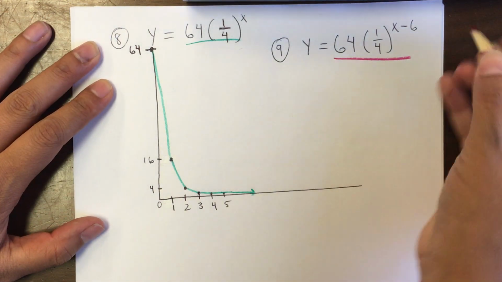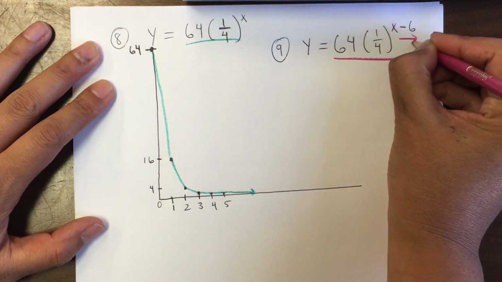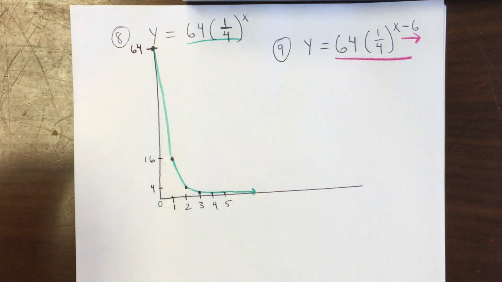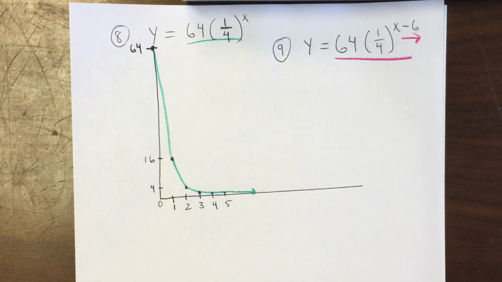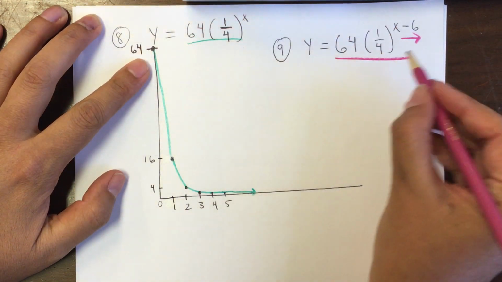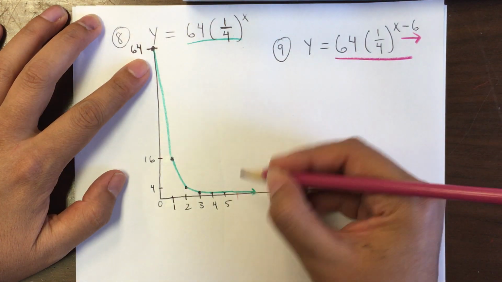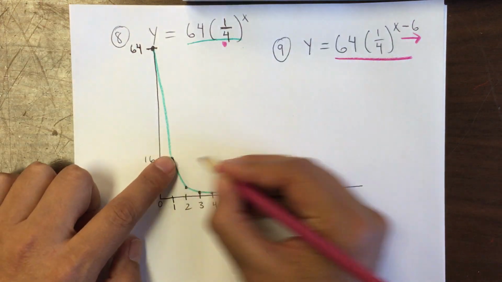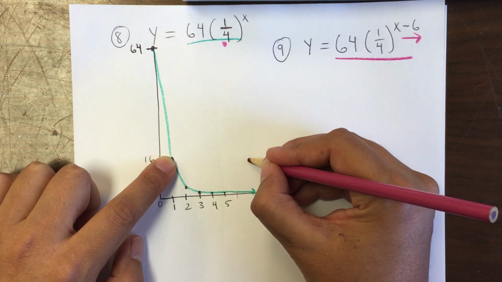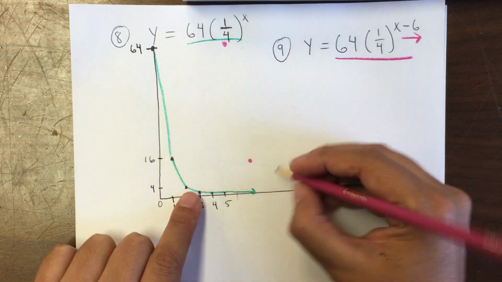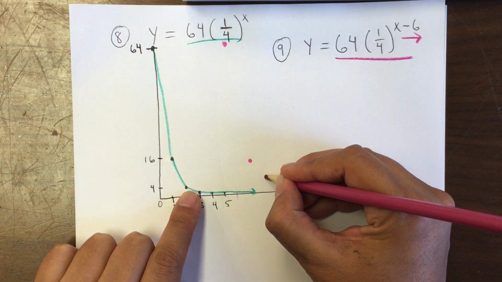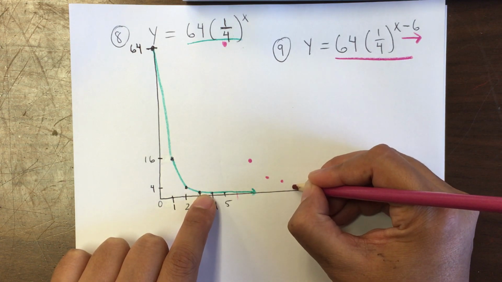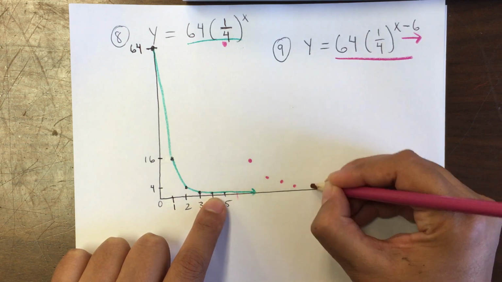And so I'm going to do this with this color, and just to remind me, if it's a minus on the exponent, then go to the right. And that's for every point. Every point goes 6 spaces to the right. So this one is going to be about here. This one is going to be about here. This one is going to be about here. And then from there, you're going to continue to decrease and decrease and decrease.